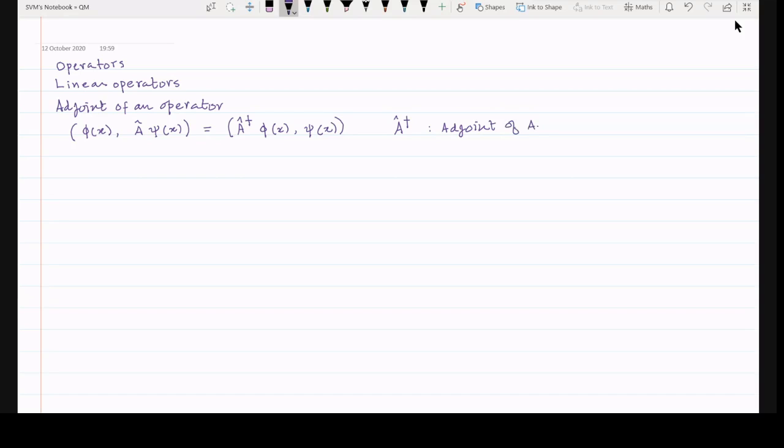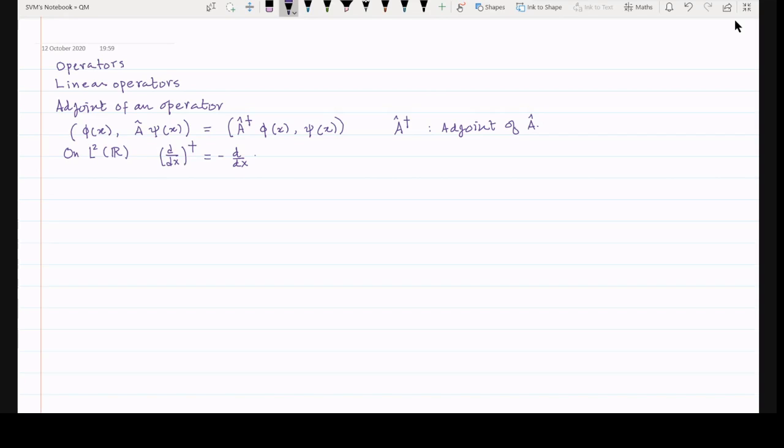Okay. We had seen last time that if you are considering the vector space of functions on L2 of R, that is square integrable functions on the real line, we had shown that for d by dx, if you take this operator, the dagger of this one is minus d by dx. And I think I will repeat what I wrote.